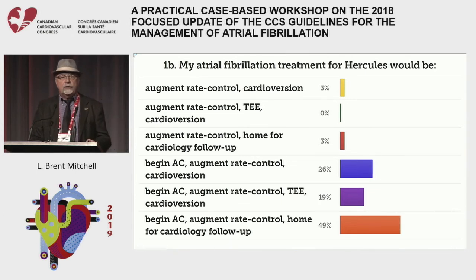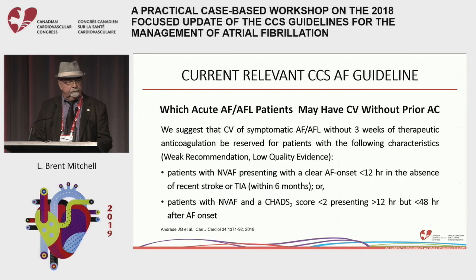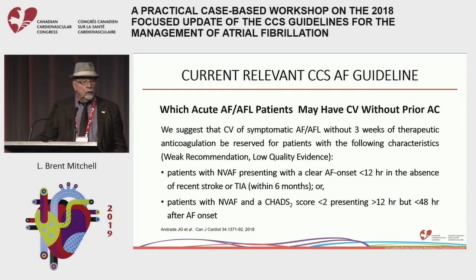The answer to that question until 2018 was any of the bottom three were acceptable. In 2018, based on new data, the committee changed its position in this regard, and this is the new bit. So which patients with acute atrial fibrillation or flutter may have a cardioversion without prior anticoagulation? We suggest that those patients are the 2 dots.